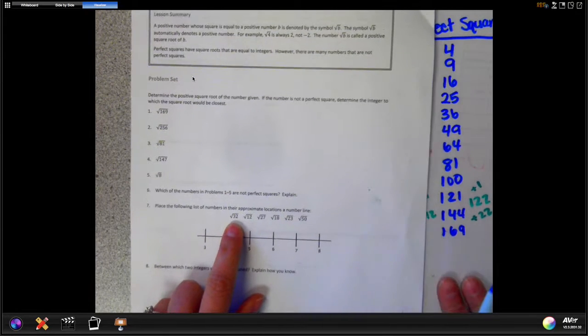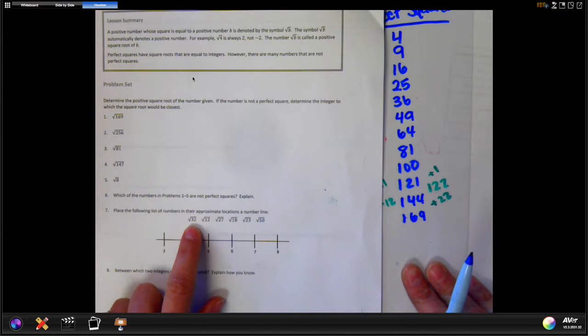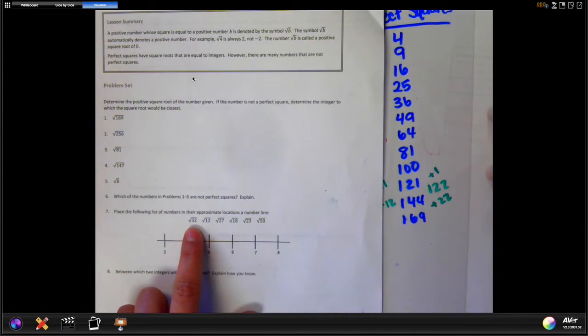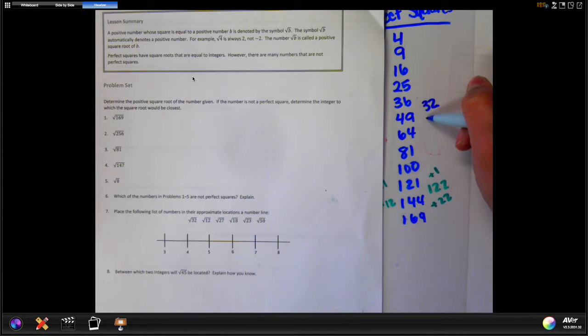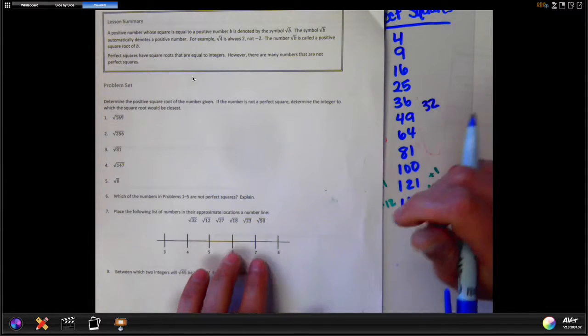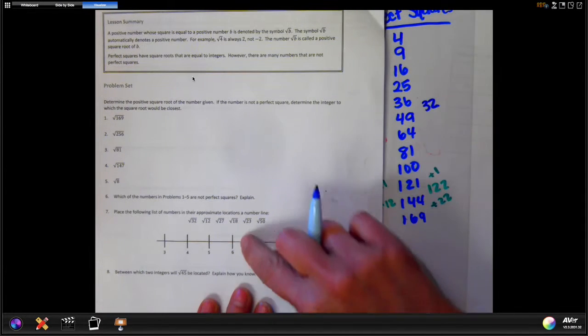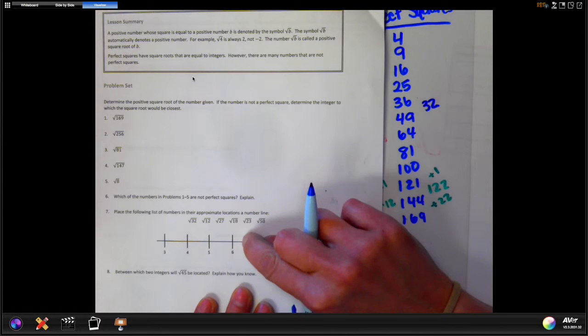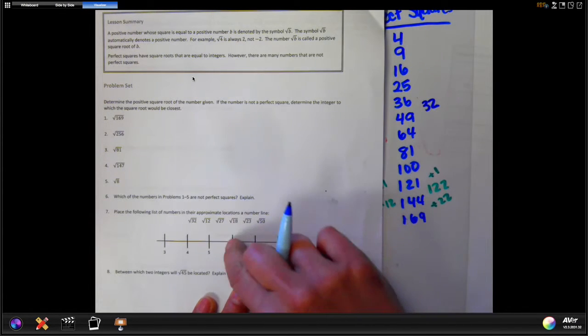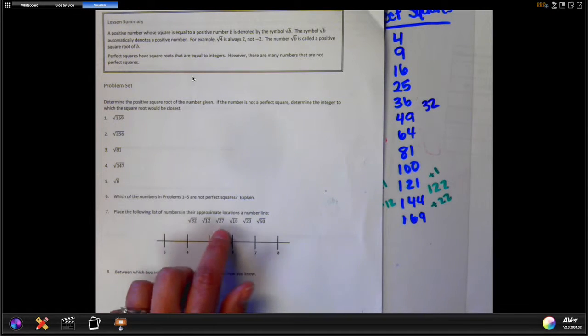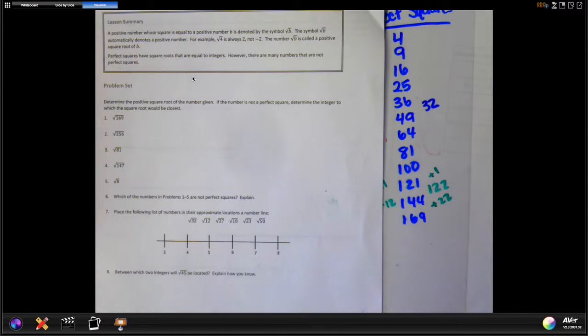So, again, use your list of perfect squares. For example, square root of 32, that's going to fall between 36 and 49. Well, 36 is 6 times 6. 49 is 7 times 7, so we know that square root of 32 is going to be between 6 and 7. You're probably going to want to make your line in the middle there, and then determine is it closer to the 6 or closer to the 7, and label it. So you should have 6 different labels there on number 7.